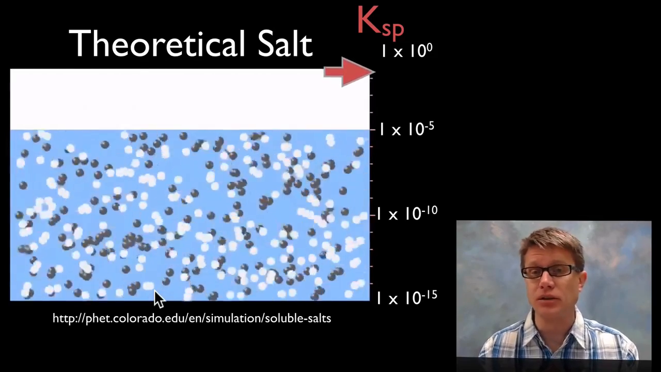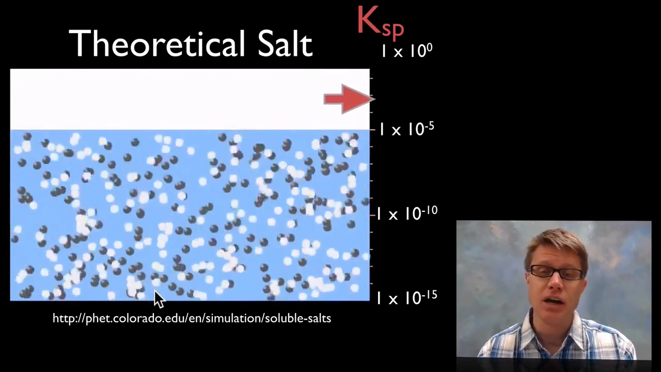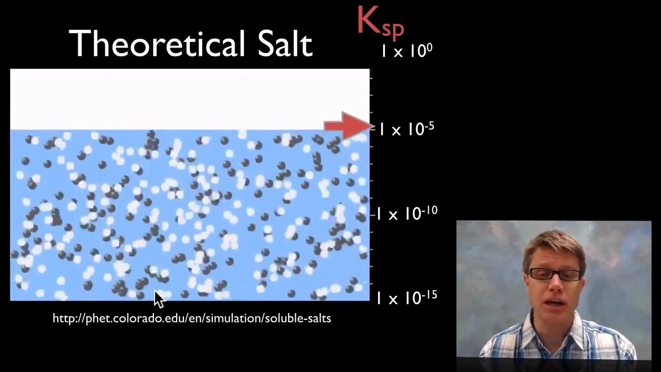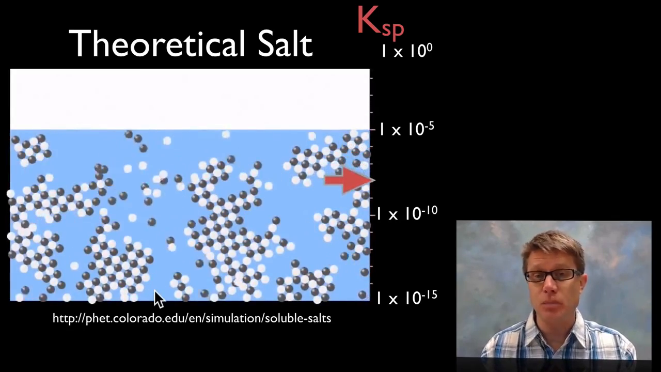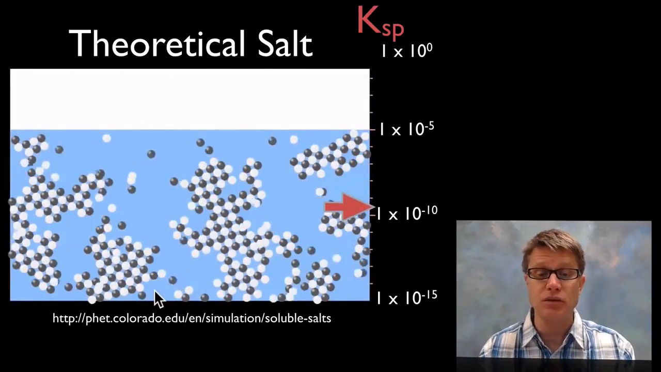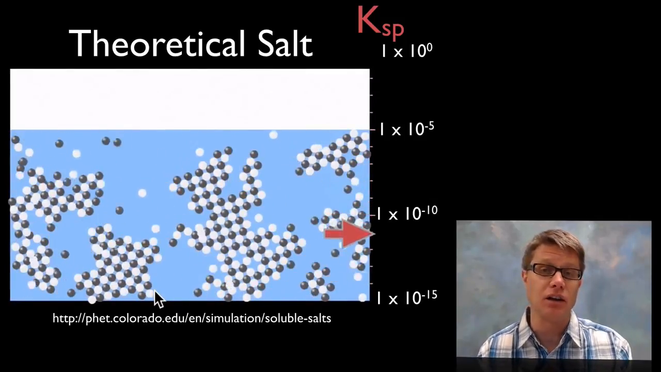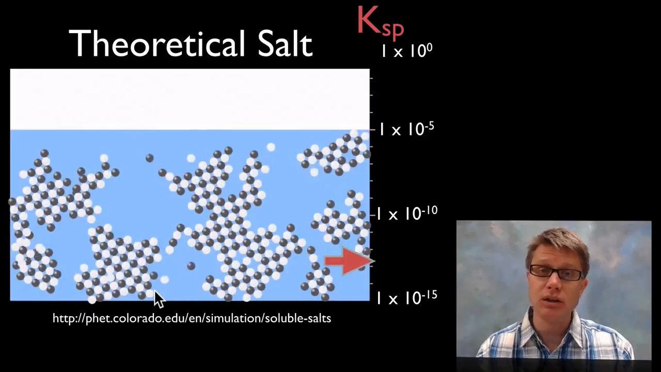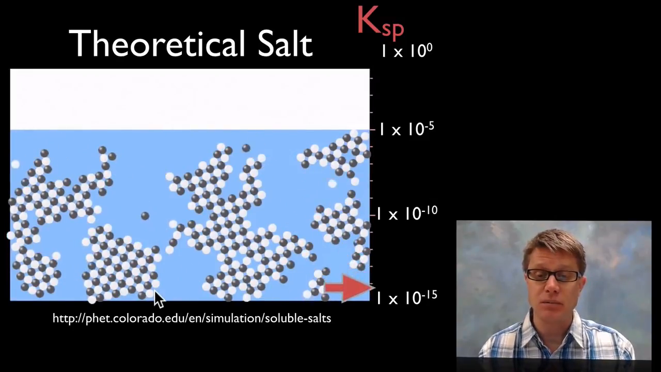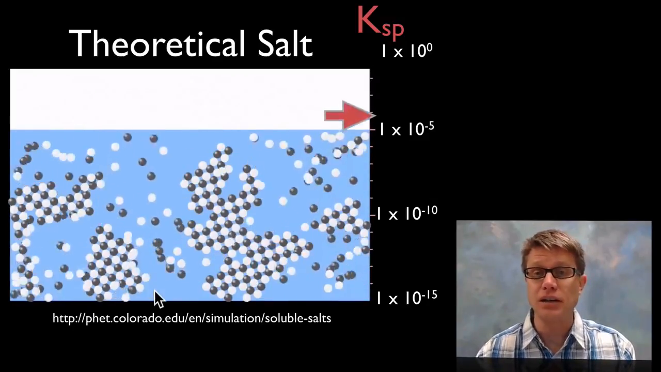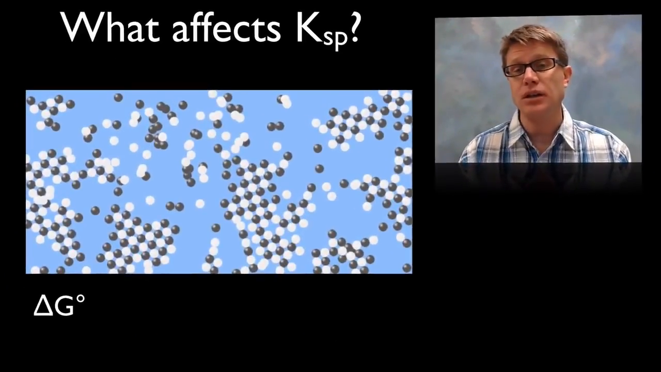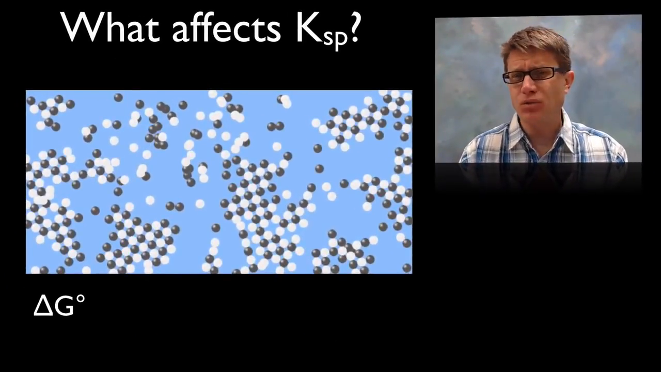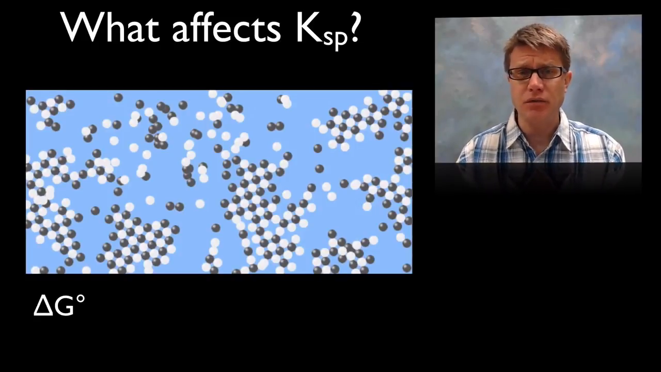Now I've got a theoretical salt with cations and anions, and I'm simply going to lower the KSP value. You can see as I lower it, it's starting to move back more towards the left. It's moving back more towards that solid form. So if you have a really low KSP value, it's going to be shifted towards the left. If I radically increase KSP, then it goes way back more towards the right, or in aqueous solution.